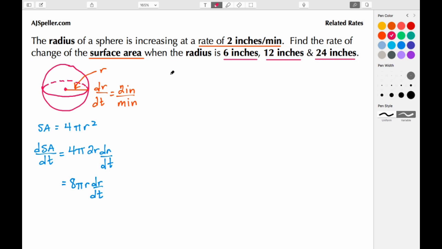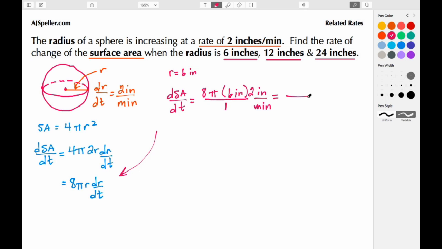All right, let's start off when r is 6, and let's place in our unit, 6 inches. We know that dSA/dt, using this expression down here, is 8 pi times the radius, which is 6 inches, multiplied by dr/dt, which is 2 inches per minute. So here I write in the 2 inches per minute, and again, it's understood that everything here is over 1.